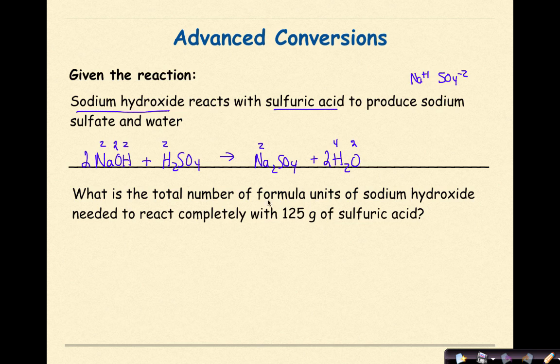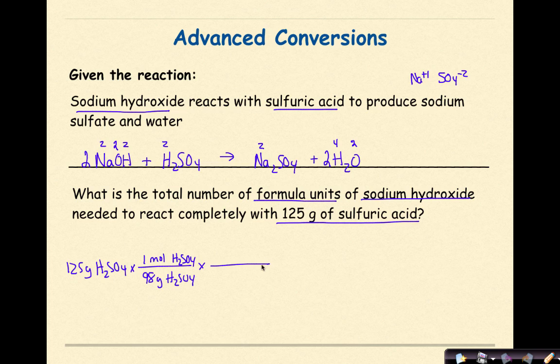What is the total number of formula units of sodium hydroxide needed to react completely with 125 grams of sulfuric acid? All right, I have 125 grams of H2SO4. Convert to moles. Multiplication sign and a line. I will tell you that the gram formula mass of sulfuric acid is 98 grams of H2SO4. That is equal to 1 mole of H2SO4. Multiplication sign and a line.